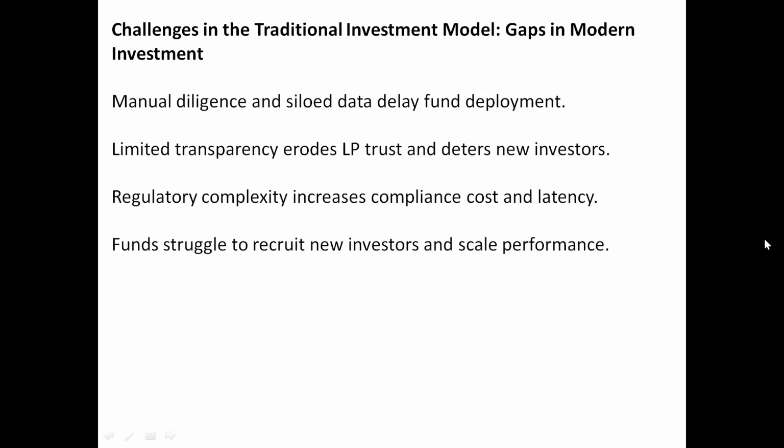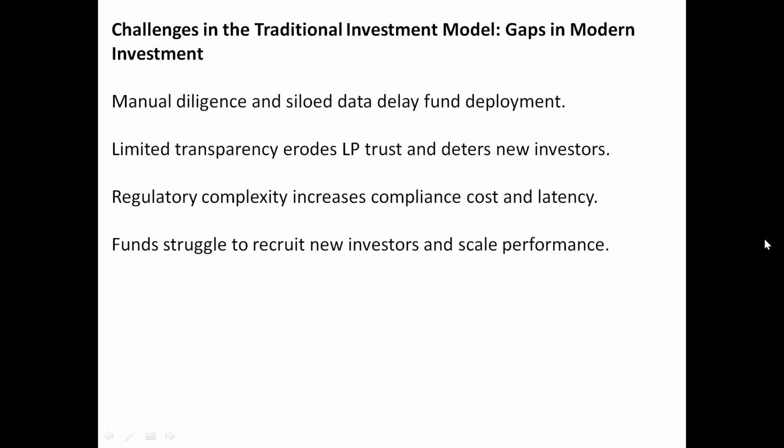Mostly they operate manually. It's expert dominated, with manual diligence and siloed data. Fund management requires a lot of information, and they need to keep all of it up to date. It needs to be better than manual diligence and limited transparency, especially so that limited partners trust the fund enough to invest.